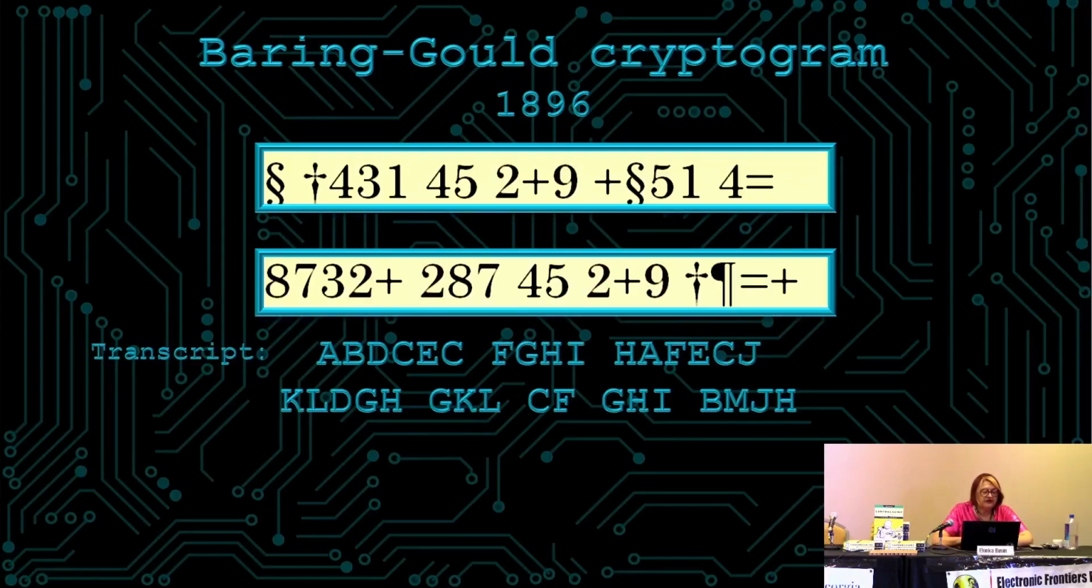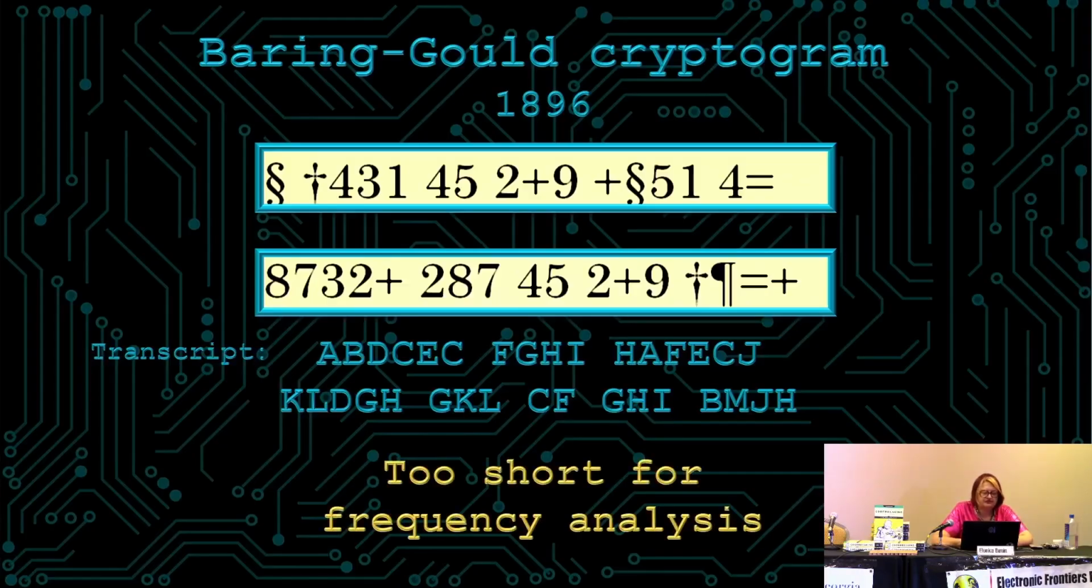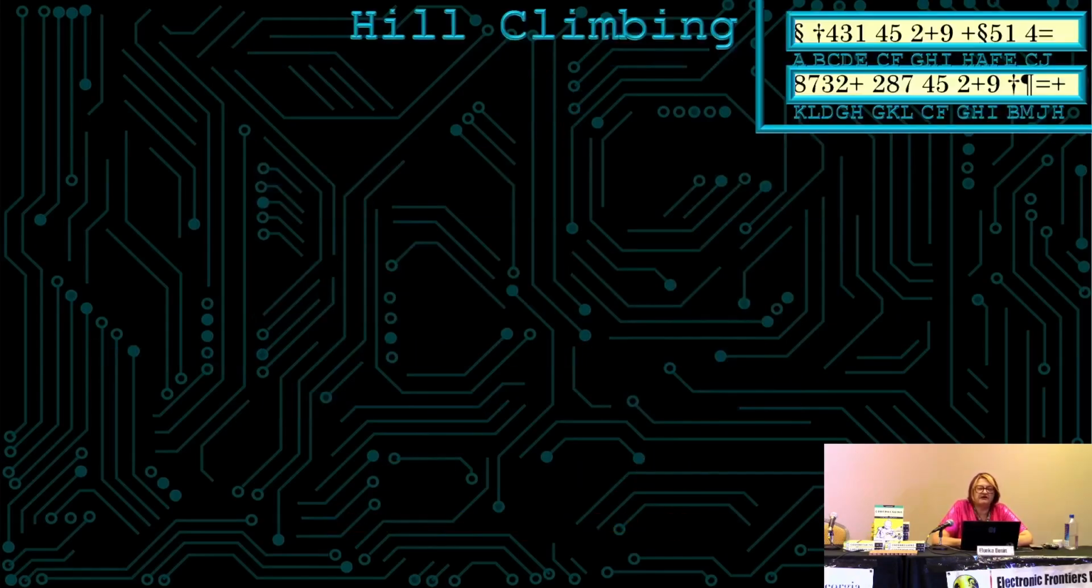Okay, so here we have the transcript, which is much easier for our brains to understand, but still it's difficult to crack because it's so short. It's possible, but I'm going to use this as the example. It's really too short for normal frequency analysis. So now we're going to talk about hill climbing.